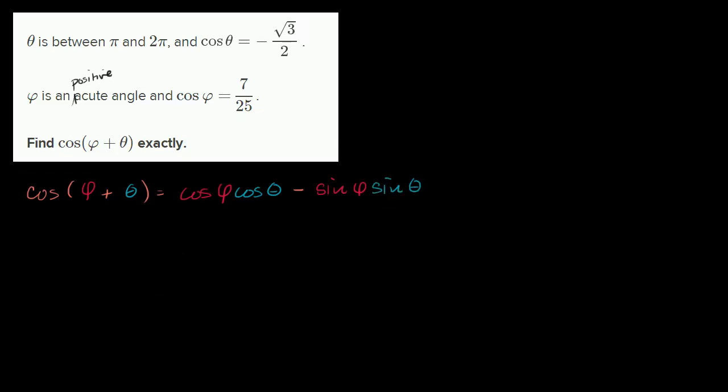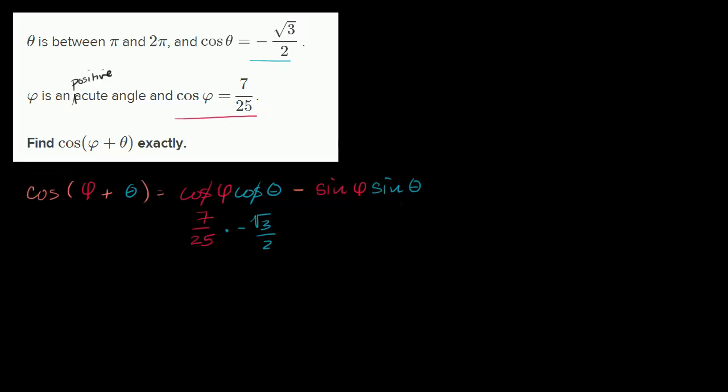And we already know some of this information. We know what cosine of phi is. Cosine of phi is 7/25. So that is 7 over 25. We know what cosine of theta is. Cosine of theta is negative square root of 3 over 2. So negative square root of 3 over 2. So we're going to take a product here for this term. But now we need to figure out what sine of phi and sine of theta are.